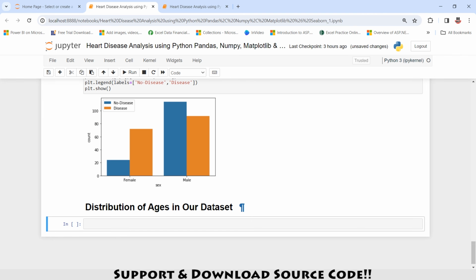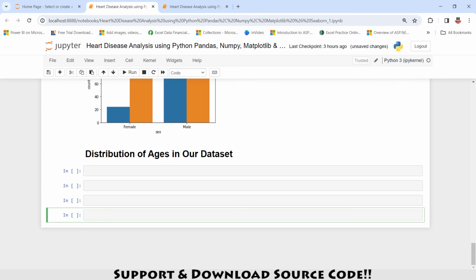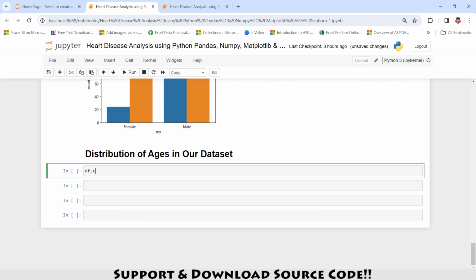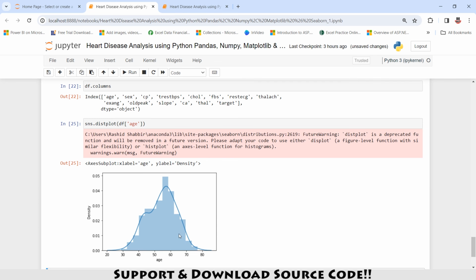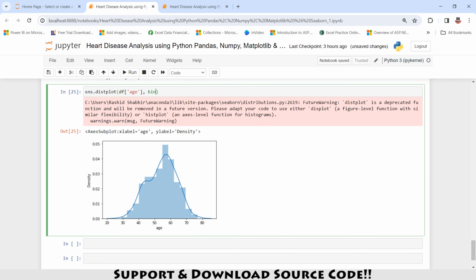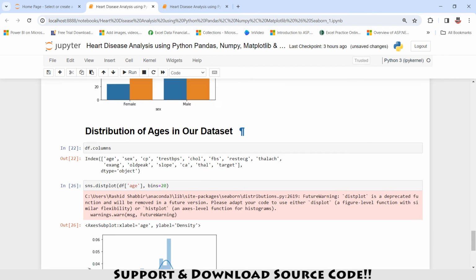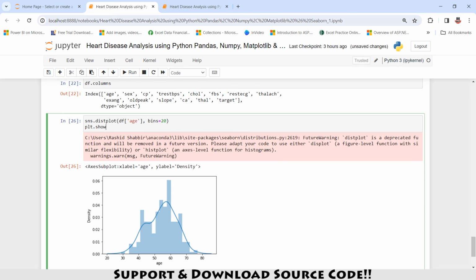Okay, when I press shift enter, it will convert it into a heading and send me to the next row. So here, first of all, I will be checking my columns. Now I will type sns.distplot and I need df['age']. Here I will press shift enter. So this is my plot, and here I will set bins equal to 20. Shift enter and plt.show.